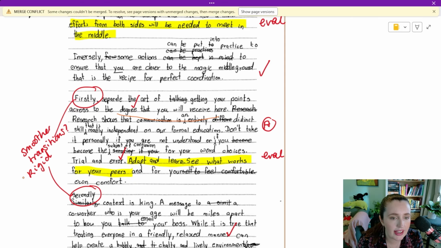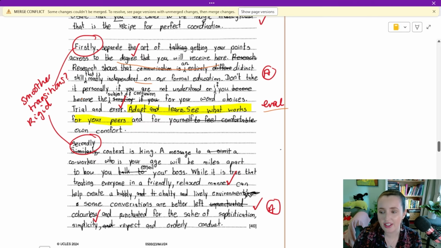Research shows that communication is an entirely distinct skill that is independent on our formal education from. Don't take it personally if you're not understood or if you become the subject of confusion for your word choices. So ideas from text A here. Trial and error. Adapt and learn. See what works from your peers and yourself, your own comfort. This is evaluation. This idea of there's no one single right way to communicate. See your workplace. Adapt accordingly.